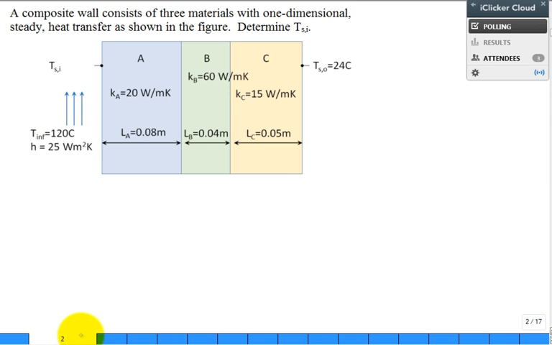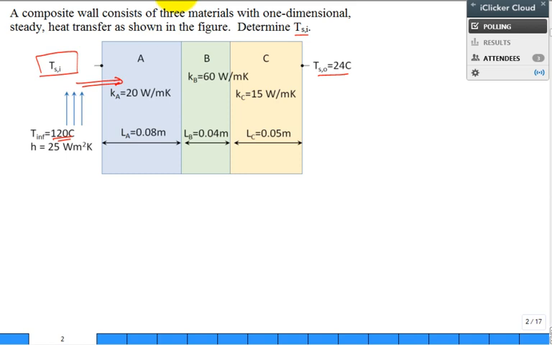So here's an example problem. We have a composite wall consisting of 3 materials, and there's one-dimensional steady state heat transfer through the materials from the hot fluid, which is at 120 C over here, this is T infinity, to the cold surface, 24 degrees C on this outside. Maybe this is the inside, designated with an I subscript, and the O is outside. And the question is: determine the temperature of the surface on the inside. Find this temperature right here.